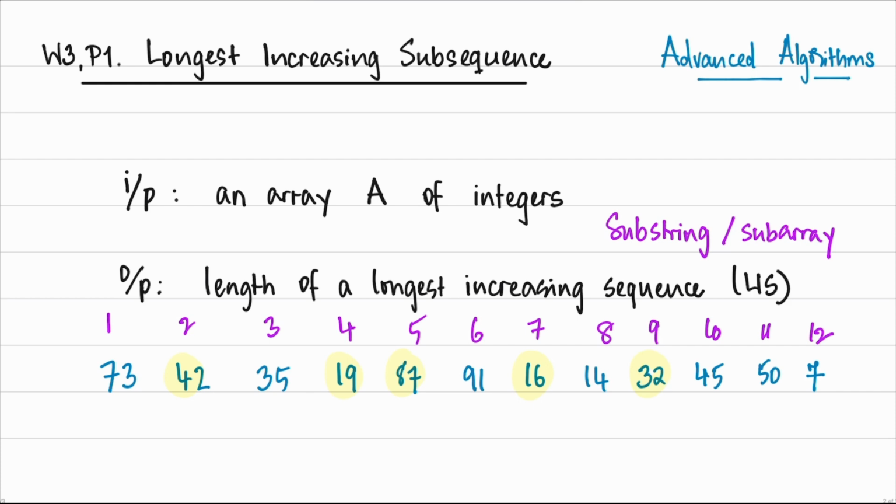You may have guessed that the number of subsequences that a sequence has is at least the number of substrings or subarrays that it has, because every subarray is also a valid subsequence. But there could be things that are subsequences which are not subarrays. So for example, the highlighted numbers here, which are pointing to the array indices 2, 4, 5, 7 and 9, form a subsequence, which is not a substring or a subarray.